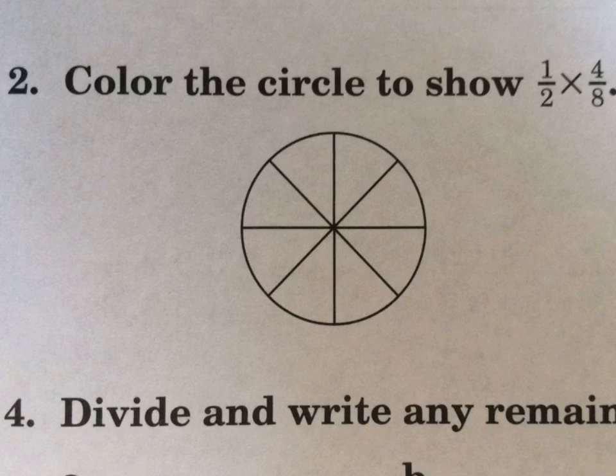Okay, for number 2, it's telling us to color the circle to show half times 4/8. Now, if we were to work out half times 4/8, we'd get an answer of 4, and then 2 times 8 is 16. We'd get an answer of 4/16.